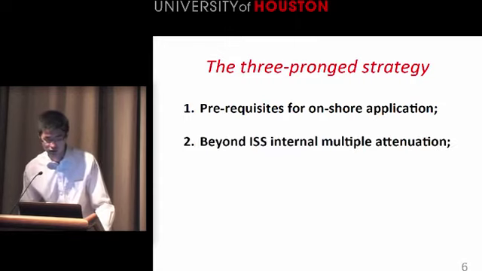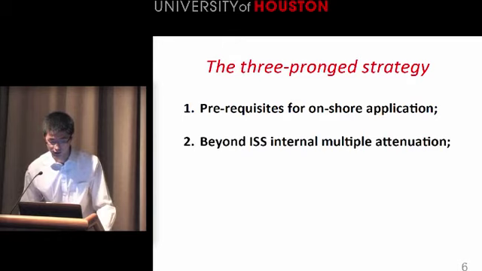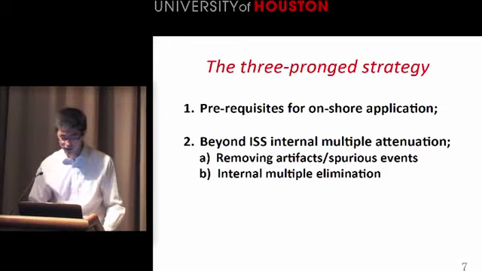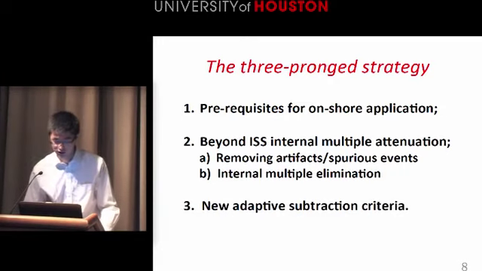The second prong is to develop the ISS internal multiple elimination algorithm to improve the capability of the ISS internal multiple attenuation algorithm. There are two aspects we can work on to improve the capability of the algorithm. First is to remove the artifacts or the spurious events, and this part has been discussed in the previous presentation by my colleague Chao. My work is focusing on the internal multiple elimination. The third prong is to develop new adaptive subtraction criteria.